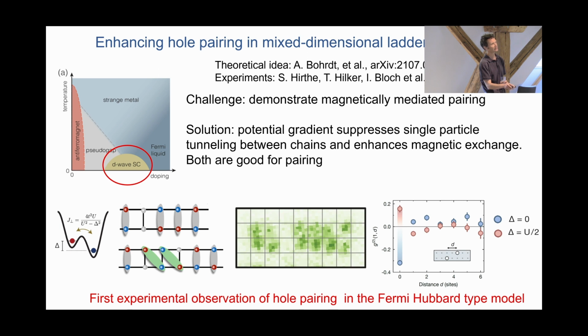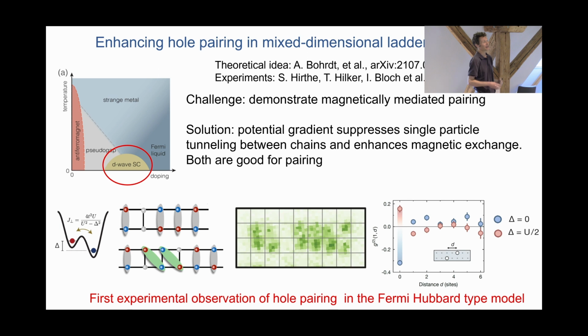And you can see that if we just take a plain vanilla ladder, then to find 2 holes on the same rung is actually unlikely. You see that there is a clear negative correlation. But then when they introduce this bias equal to half of U, we have a strongly enhanced probability to find 2 holes on the same side.